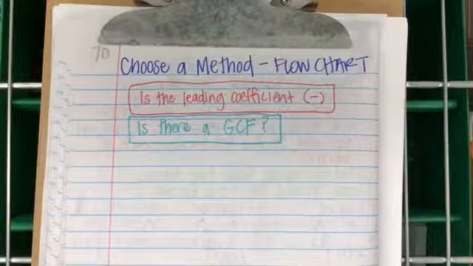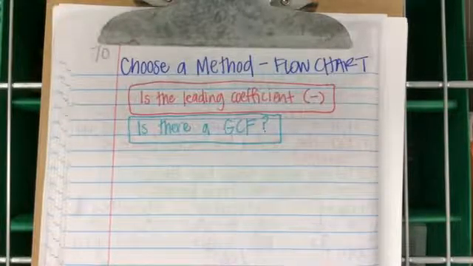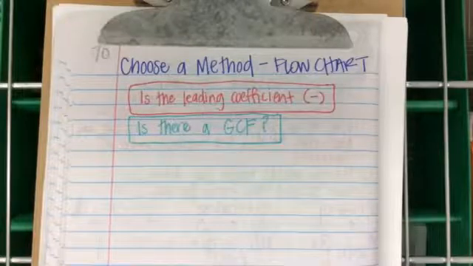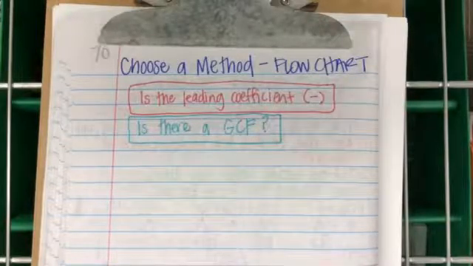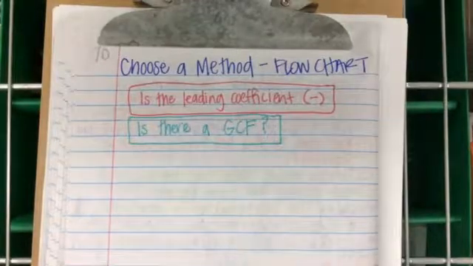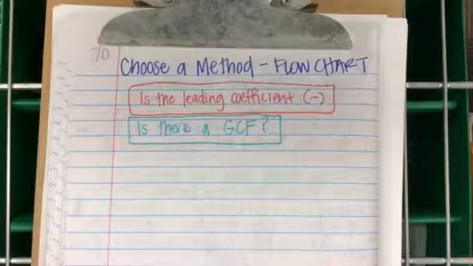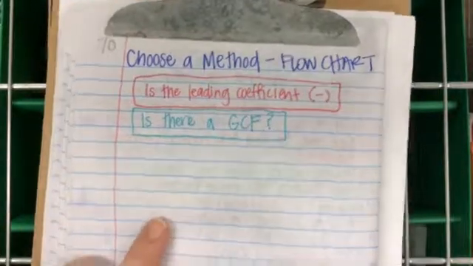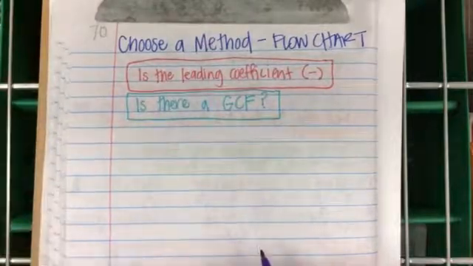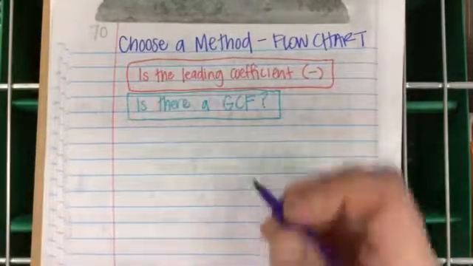Those are your two main ideas for factoring. Is the leading coefficient negative? If it's negative, it's got to be included in your GCF. It gets factored out. And is there an overall greatest common factor? That's going to make your life so much easier. If the answer is yes, what do you do? Factor it out. If the answer is no, what do you do? You keep going. Those are the first two things you should look for.